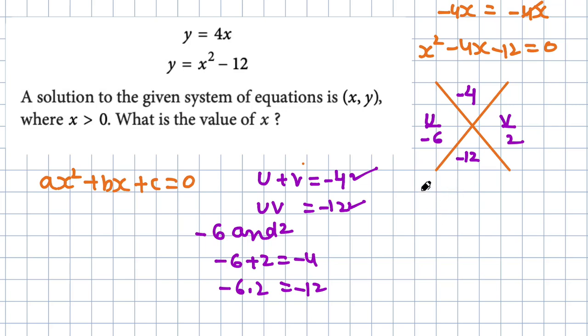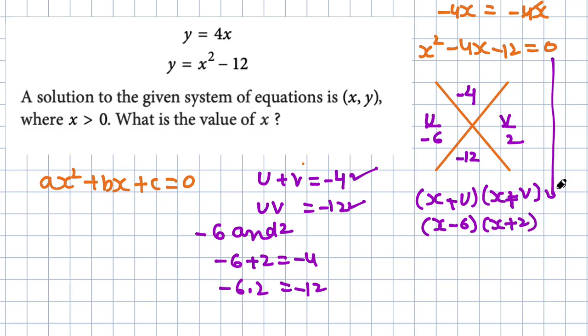Now when we form the factors, whatever the value of u, that will be here, and whatever is the value of v, that will be here. So the factors are x minus 6 and x plus 2. And because this is an equation equal to 0, we have to put that equal to 0. So that means x squared minus 4x minus 12 equal to 0 can also be written as (x minus 6) times (x plus 2) equal to 0.